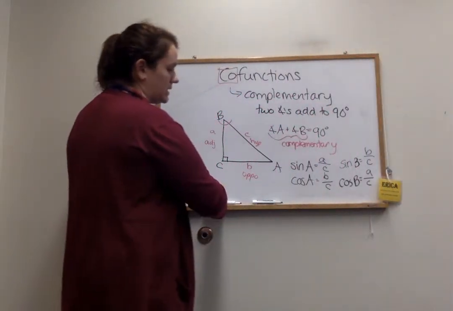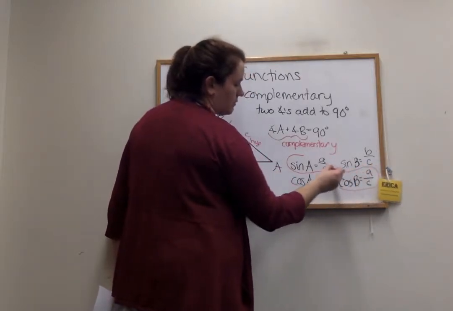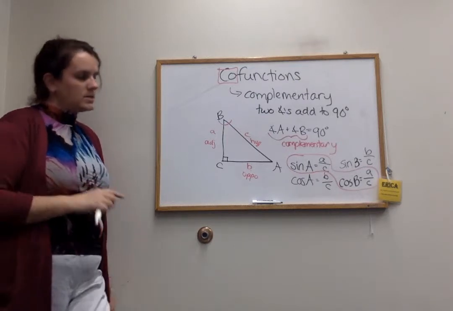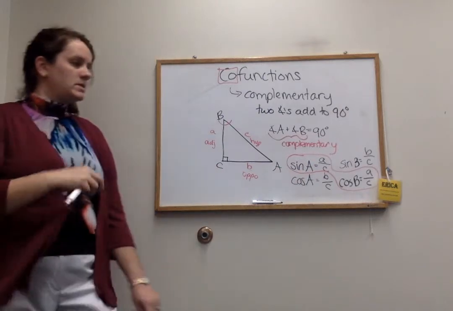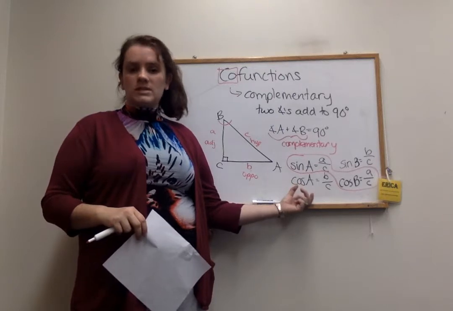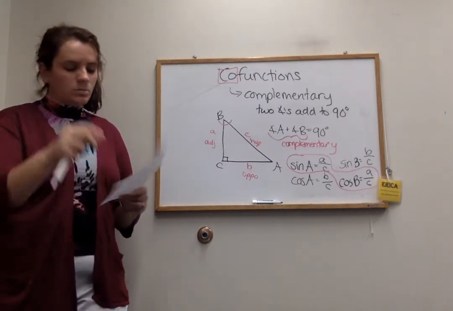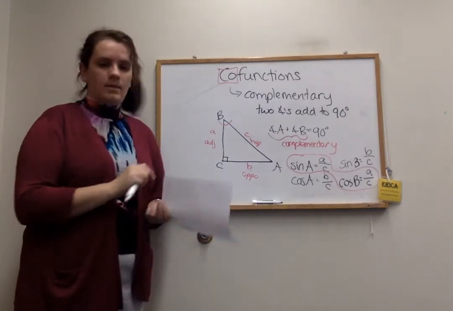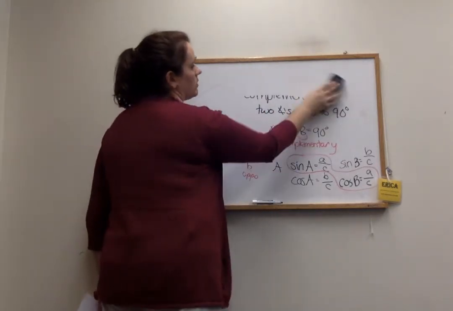So hopefully you can see here that the sine of A is equal to the cosine of B. They both have the same ratio of A over C. The same thing is also true for the cosine of A and the sine of B. And this happens to be true because sine and cosine are cofunctions of each other. So that's where these cofunction identities come from. So I'm going to write them up on the board, and then we'll talk very briefly about why those are the way they are.